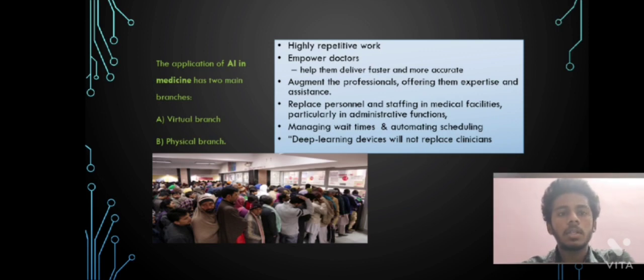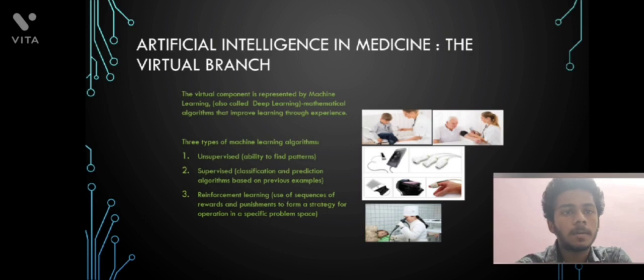The application of artificial intelligence in the medical field has two main branches: a virtual branch and a physical branch. The virtual branch is composed of mathematical algorithms and improved learning through experience. It's also called the deep learning branch. It consists of three types: unsupervised, supervised, and reinforcement learning. Unsupervised is the ability to find patterns, and supervised is classification and prediction of algorithms based on previous examples.